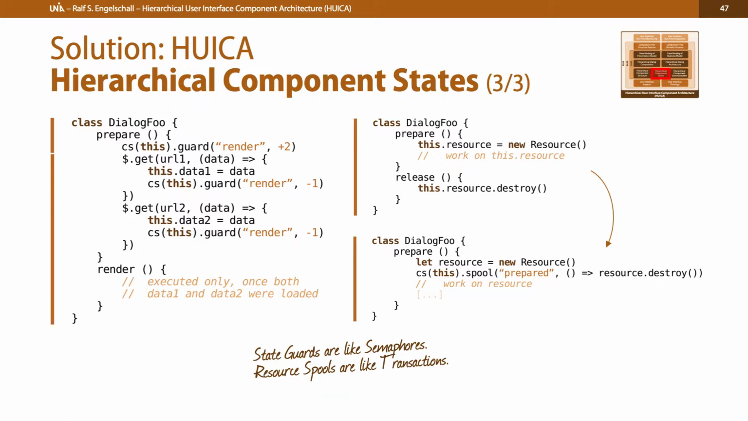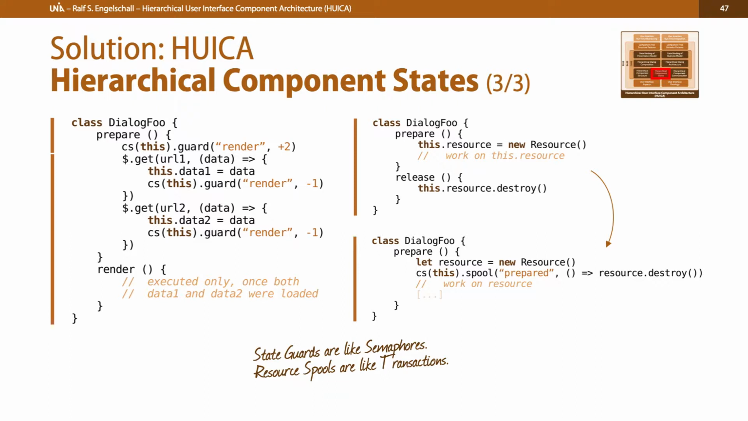And then two resources are fetched from an external URL, and in each step the guard is decreased by 1, and the effect is that the render function is executed once both URLs were actually loaded. So this is actually like a semaphore in computer science, but on the level of user interfaces.